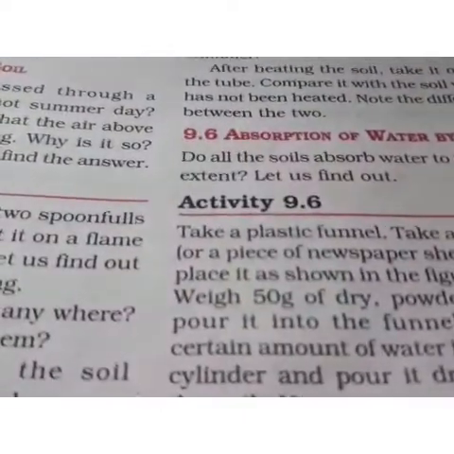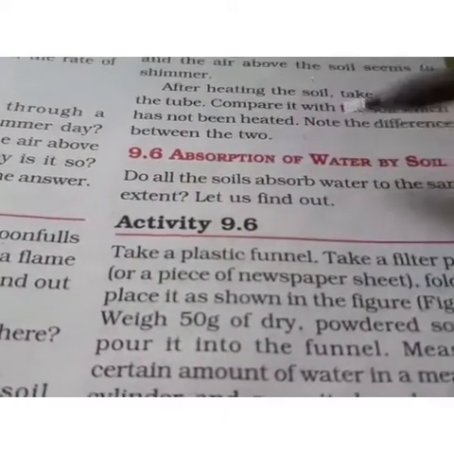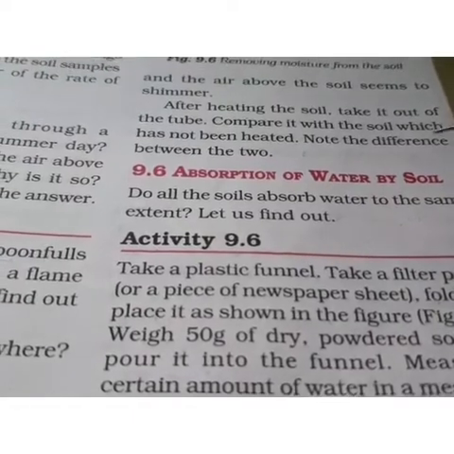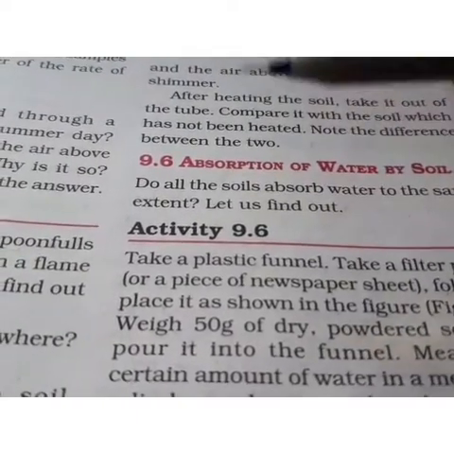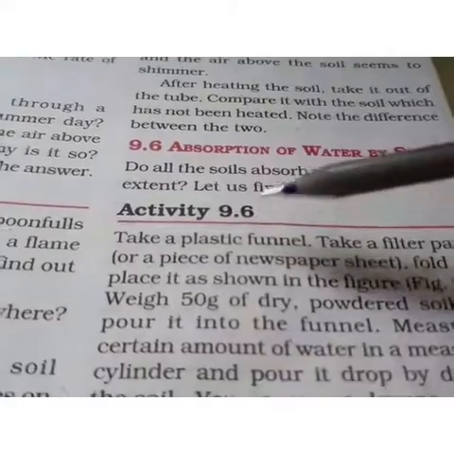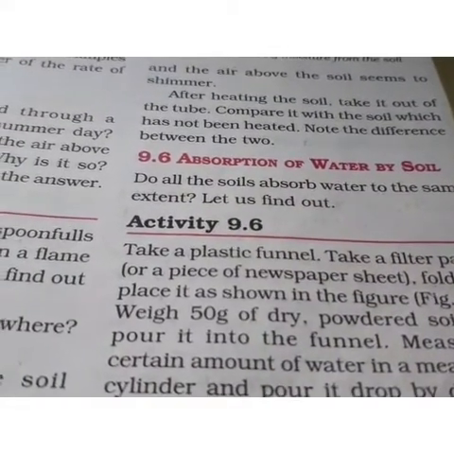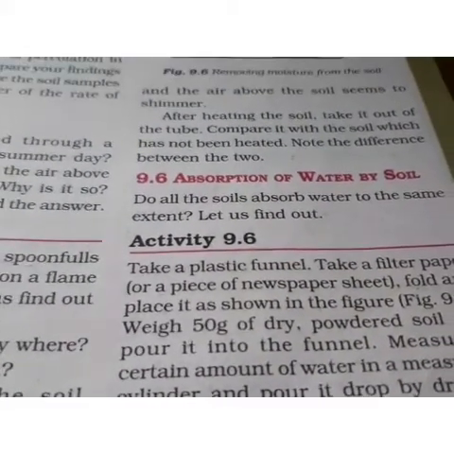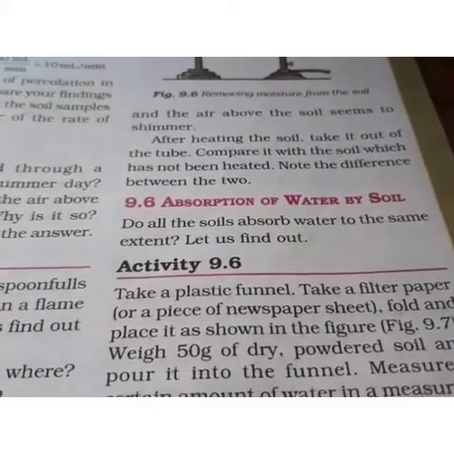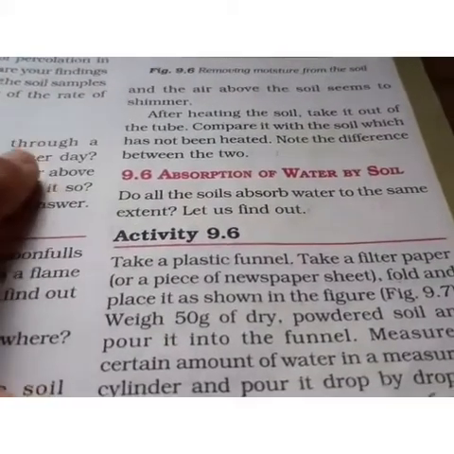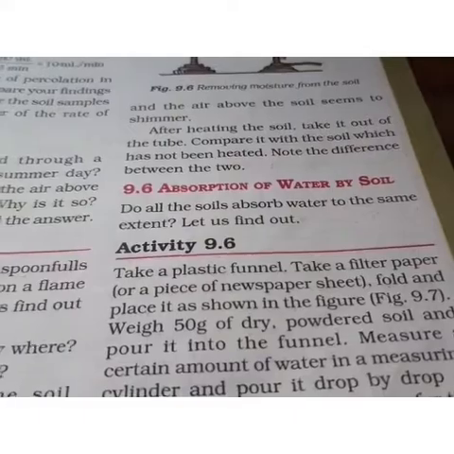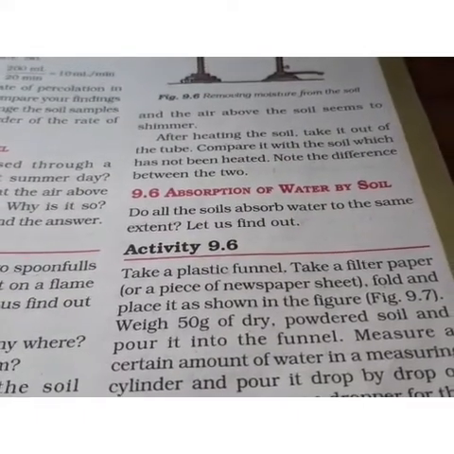Now next is your activity: absorption of water by the soil. The next property we are going to study is absorption of water by the soil, activity 9.6. Here also you have to do some experiment. All the properties that we are going to study are totally experimental based only.